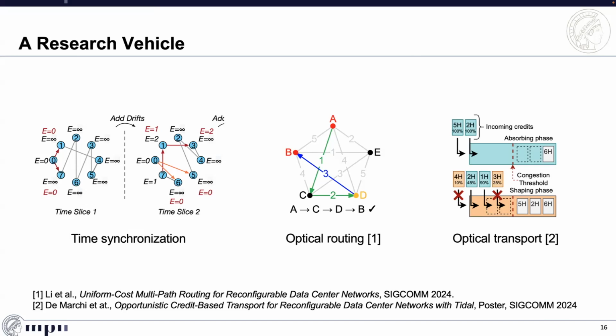There have been some routing works like Opera, but we find there still lacks principled research for routing, especially for multipath routing for optical data center networks. Mai Jialong will give a presentation at the main conference on Wednesday. We have published a work called UCMP, which is an ECMP equivalent for optical data center networks. And my student Federico is working on optical transport. He has a poster, so please check it out.